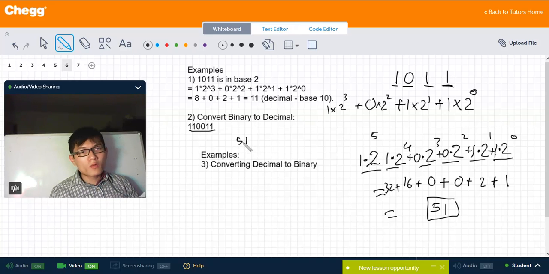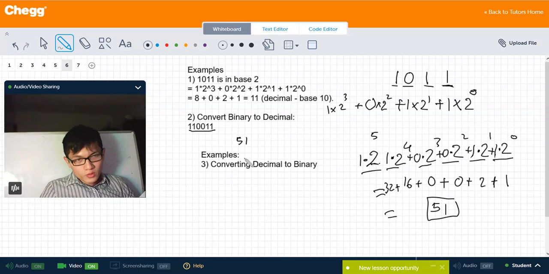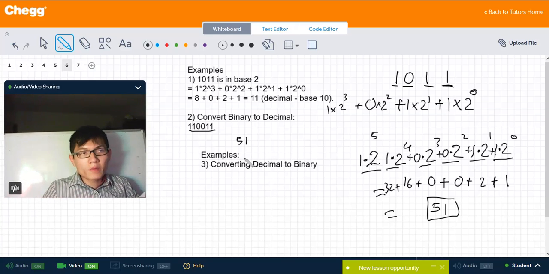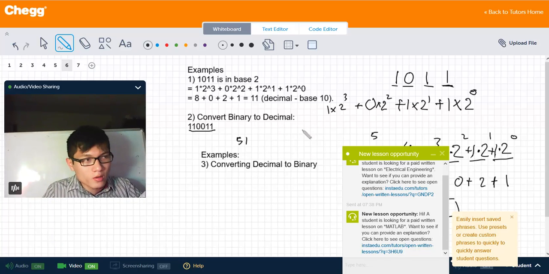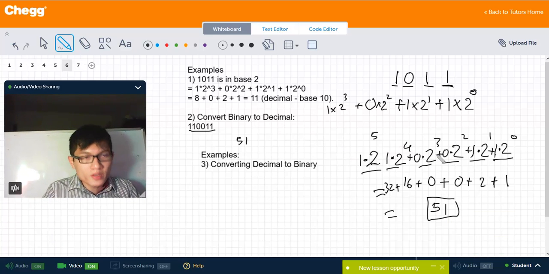But if you want to enter the 51 to the computer, in order for the computer to take the value 51 to do the calculation, they have to convert the decimal to the binary first, because all the calculation can only be done in the binary system.